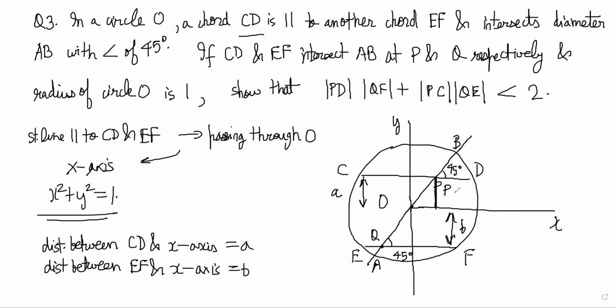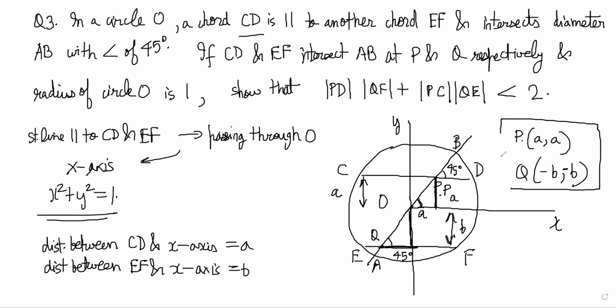So the y coordinate of P is A, the angle is 45 degrees. So tan 45 is 1, so y by x is 1. So this is also A. So the coordinates of P are A comma A. Similarly, if this is 45 degrees, this distance is B, so this is also B. The coordinates of Q are minus B comma minus B, because Q is in the third quadrant and P is in the first quadrant.